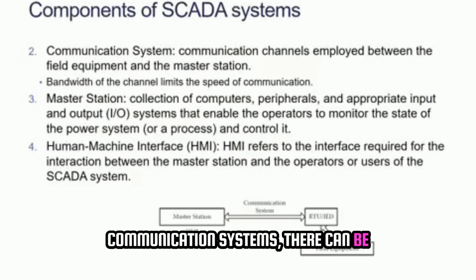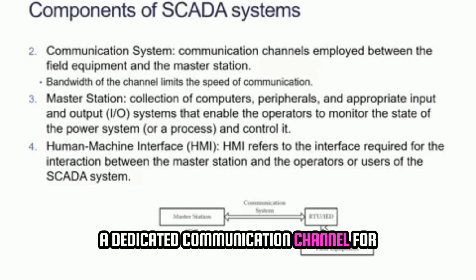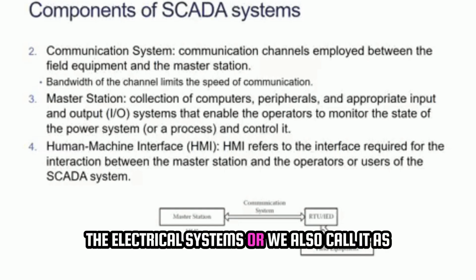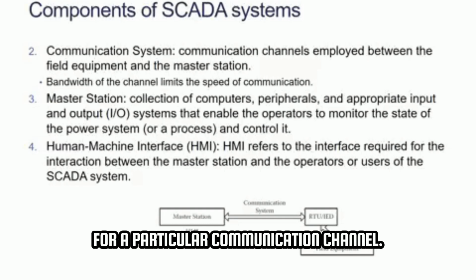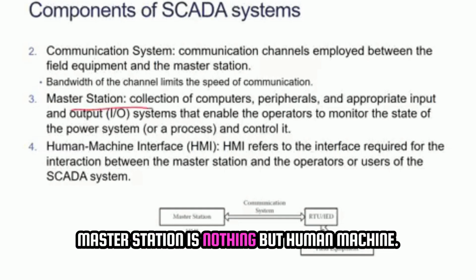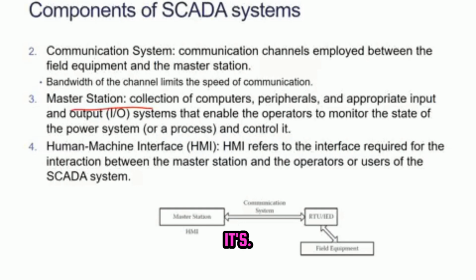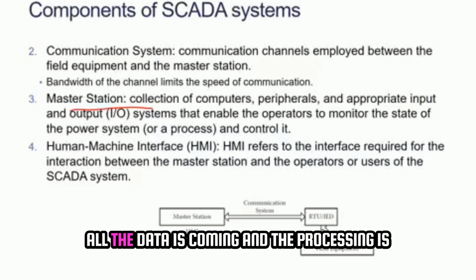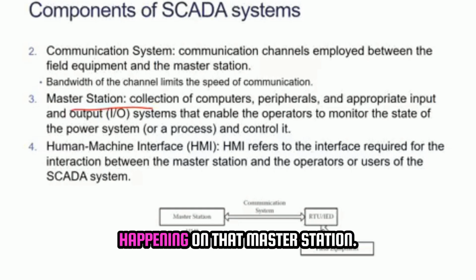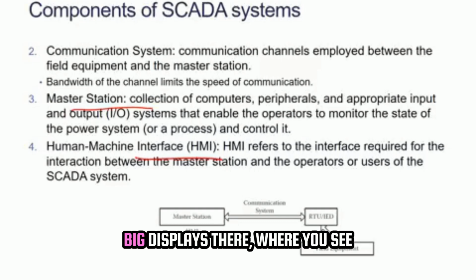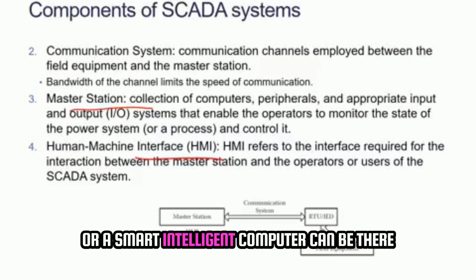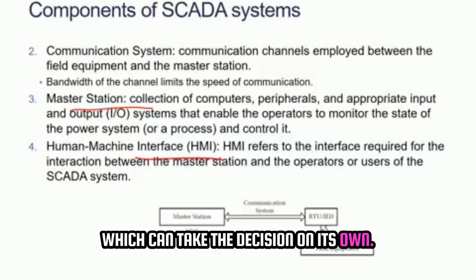For communication systems, there can be a dedicated communication channel for the electrical systems, and a protocol can be followed for a particular communication channel. The master station is a control room where all the data comes in and the processing happens. The HMI is computers with big displays where you see all the incoming data, and the operator can take a decision by looking at it. Or a smart intelligent computer can take the decision on its own.